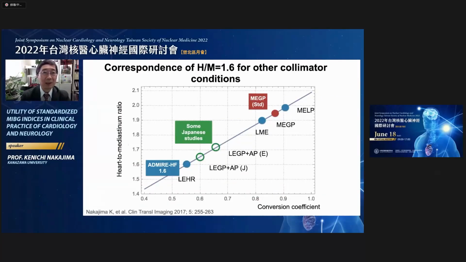Now we can see a threshold of 1.6 again. For example, here is the ADMIRE-HF study, and some Japanese studies show higher values like 1.7. And if someone uses a medium-energy general-purpose collimator, the threshold might be 1.9 to 2.1, or 2.0, but it is actually the same condition. The difference is only collimator and vendors.